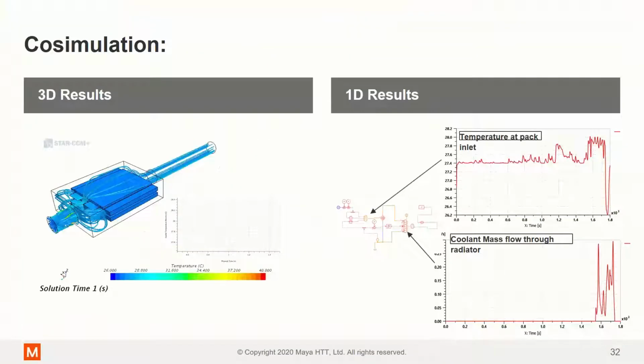So let me just jump into the results. Here are the 3D CFD results on the left-hand side from our CFD tool, and to the right are the 1D results looking at the temperature of the inlet and the coolant mass flow rate based on an actual life cycle.